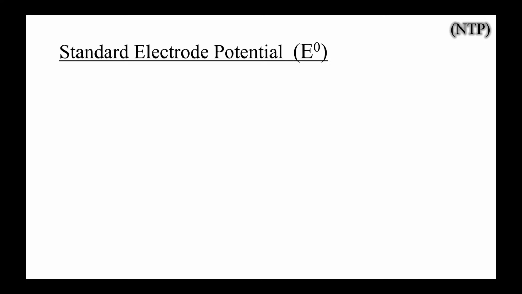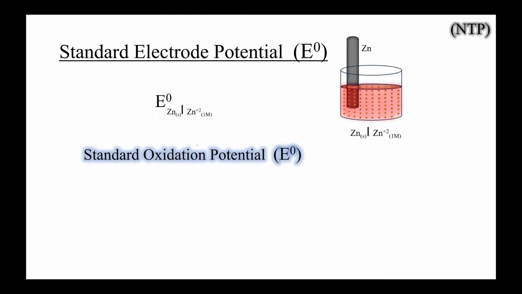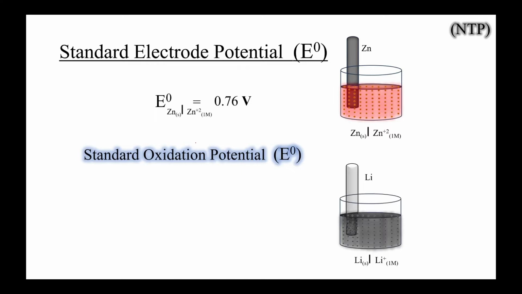So standard electrode potential E0 with respect to zinc we have already discussed. So E0 of zinc, that is Zn converted into Zn plus 2, means oxidation. So the standard oxidation potential of zinc is 0.76 volt. Similarly, with respect to lithium, the standard oxidation potential of lithium is 3.05 volt. So by this we can conclude that lithium has more standard oxidation potential than zinc.